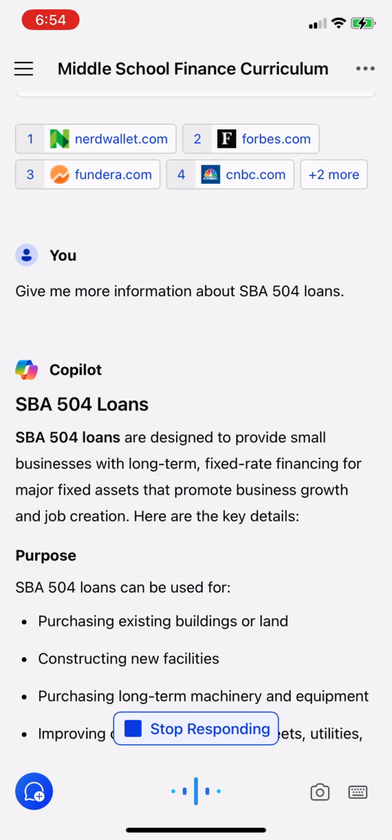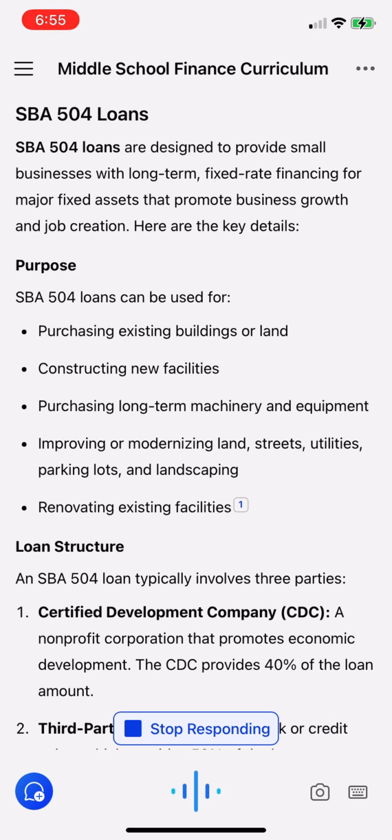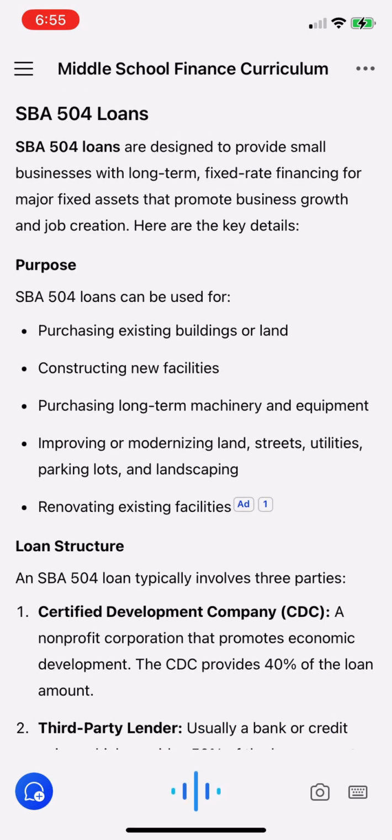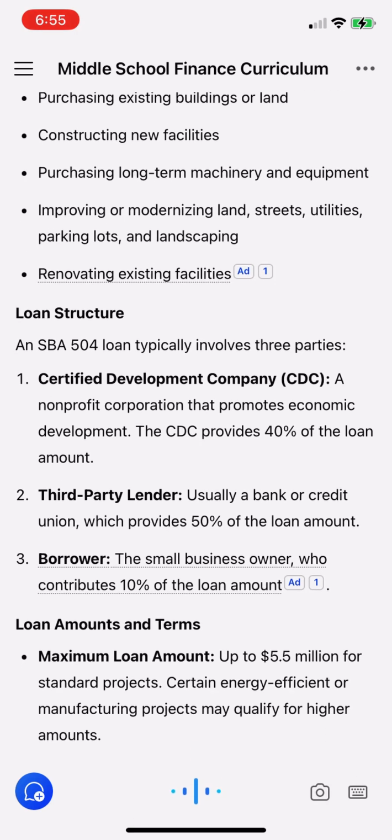SBA 504 loans. SBA 504 loans are designed to provide small businesses with long-term, fixed-rate financing for major fixed assets that promote business growth and job creation. Here are the key details. Purpose: SBA 504 loans can be used for purchasing existing buildings or land, constructing new facilities, purchasing long-term machinery and equipment, improving or modernizing land, streets, utilities, parking lots, and landscaping, renovating existing facilities.